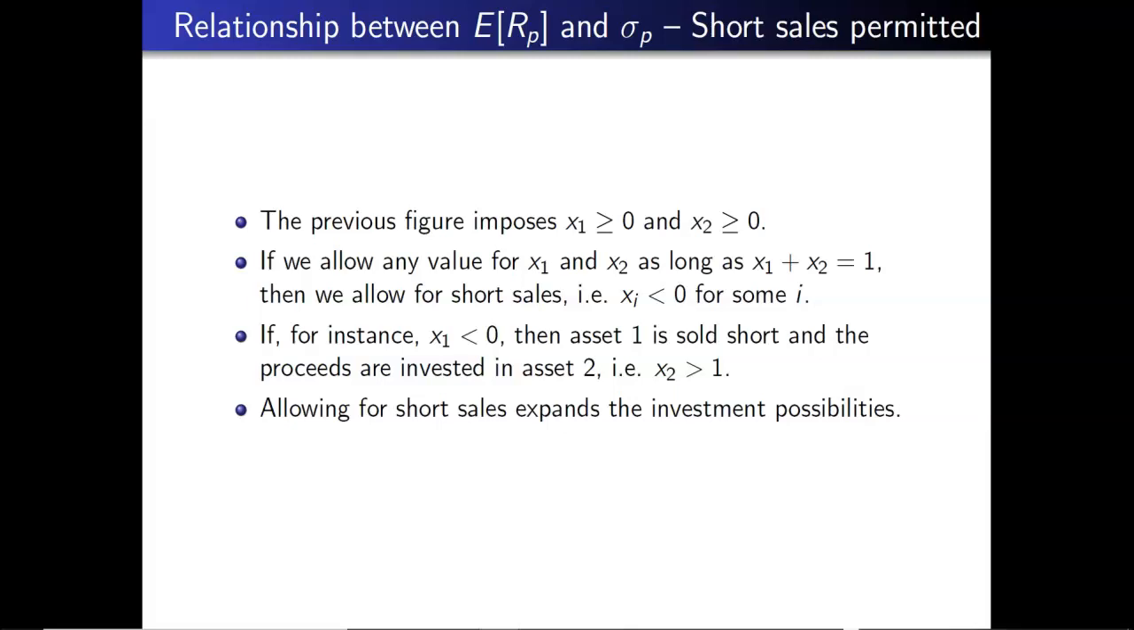If you allow for short sales, so if you allow to sell short one of the assets, well, you can invest even more than what you have in the other. So when x is greater than 1 in one of the assets, this would mean, if I have $100 to invest and I short $20 of asset 1, then I can invest $120 in asset 2. Okay, so xi greater than 1 means more than your initial wealth is invested in one of the assets.